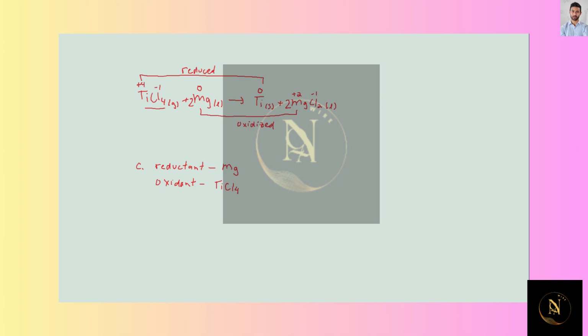Up here, when we talked about what was being reduced, you really should name the whole compound in terms of what's being reduced. The titanium tetrachloride is what is being reduced in that part.